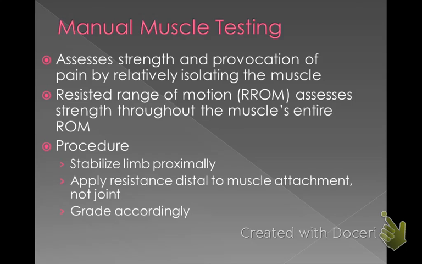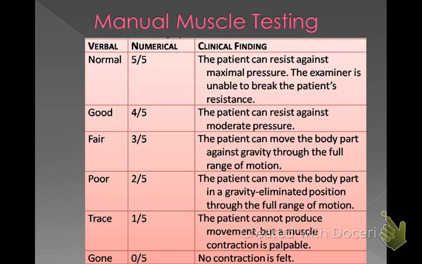And so what we're going to do, and we'll do this in lab, is stabilize the patient's limb, apply resistance at the distal segment of that particular muscle group, and grade the patient's manual muscle test. And why do we like this? Because it gives us an objective assessment. It also allows us to get a baseline measurement which we can compare to later dates in the patient's evaluation process. So what does that grading scale look like when we're assessing manual muscle tests?